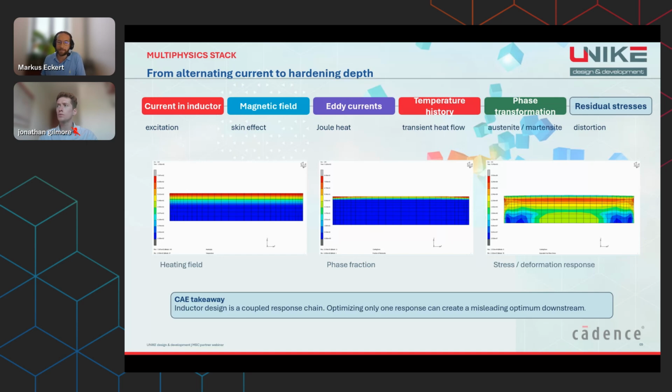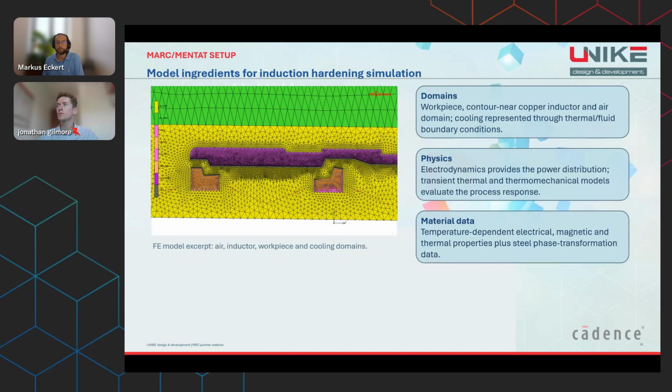For optimization, it is important that we do not look at only one step of this chain. If, for example, we optimize only the maximum temperature, we may end up with a wrong optimum because dwell time, hardening depth, coil temperature, and distortions are not right. We therefore need robust and comparable response quantities along the full chain.